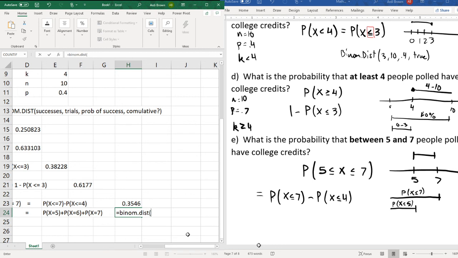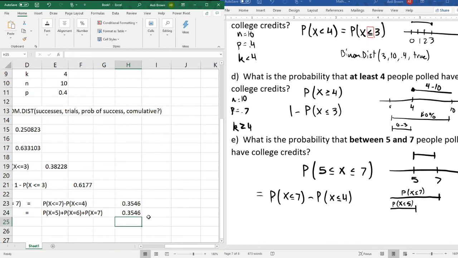This would be the number of successes is exactly 5 out of 10 trials with a 0.4 probability of success. Cumulative, false, because in this setting, I just want to get exactly the probability of 5, plus binom.dist of 6, 10, 0.4, false, plus binom.dist 7, 10, 0.4, false. Now what I am expecting is this certainly should give me the 0.3546 that we just saw above, and it certainly does right there.